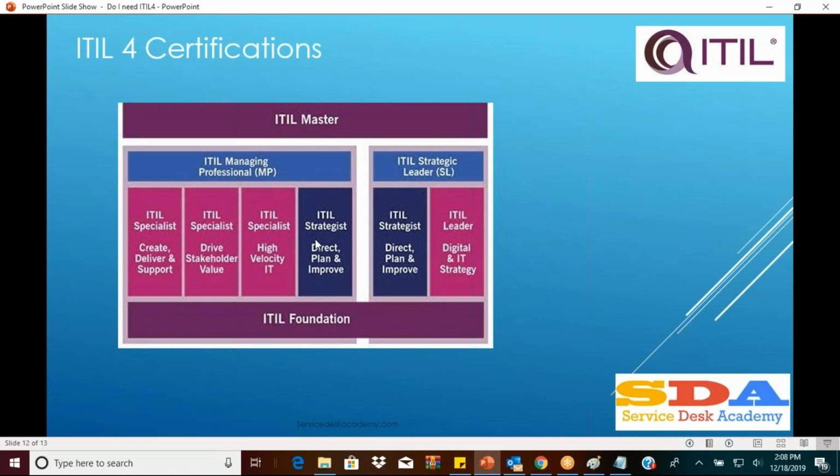So once you do these 4 certifications, you will be a Managing Professional, and then after you do this ITIL Managing Professional, you can do the certification Digital and IT Strategy, so that you can become Strategic Leader. And once you complete these 2 certifications, then you will be getting the award ITIL Master. So these are the different certifications that are available in ITIL 4.